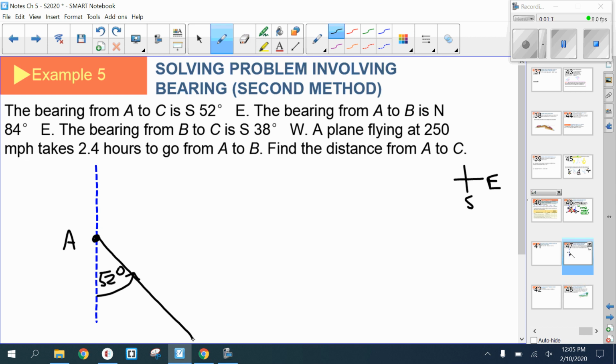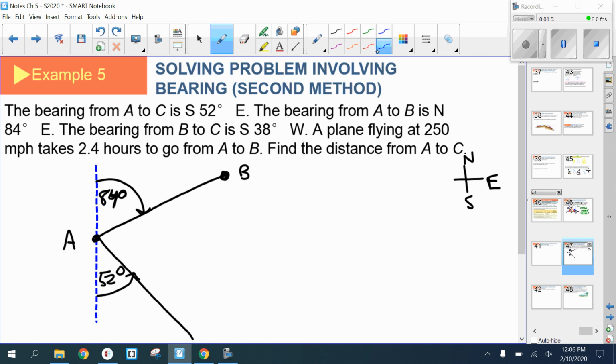The bearing from A to B is north 84 degrees east. So we're going to start with north and go around to the east. North 84. So 84 is almost 90. I'm just going to stick point B right there. North 84 degrees east.